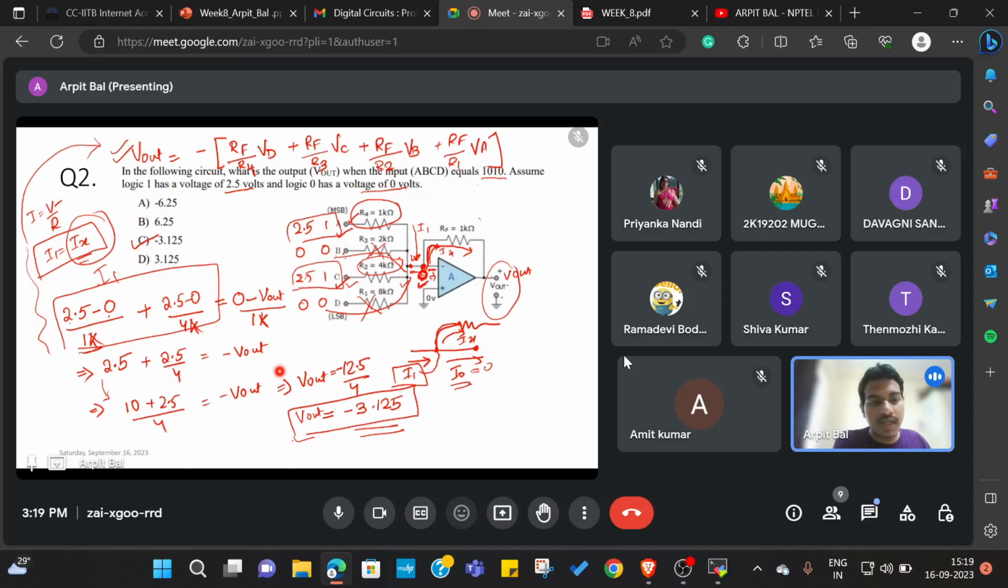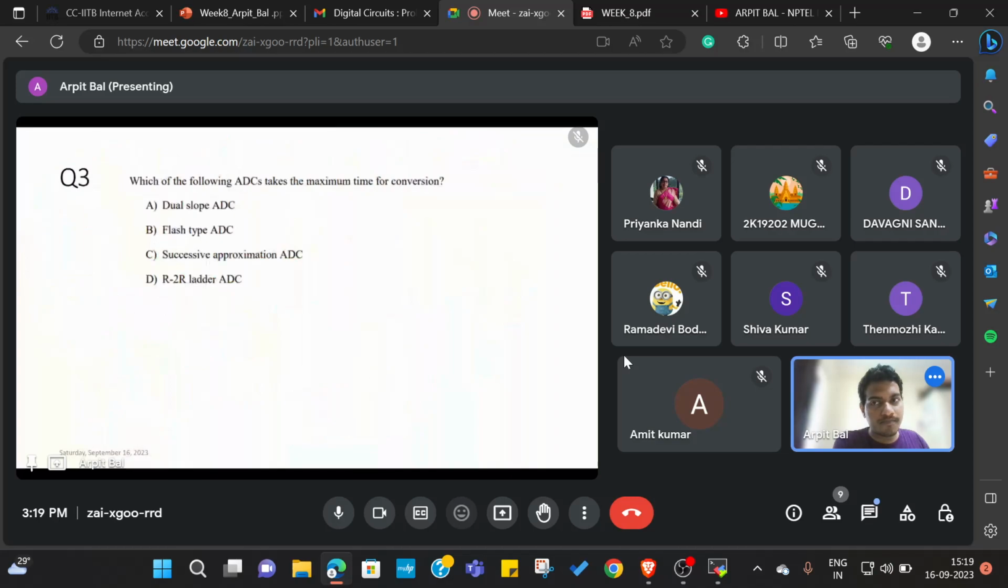Moving on to the next question. Which of the following ADCs takes the maximum time for conversion? This is actually a fact-based question. For the conversion time, you can remember this.